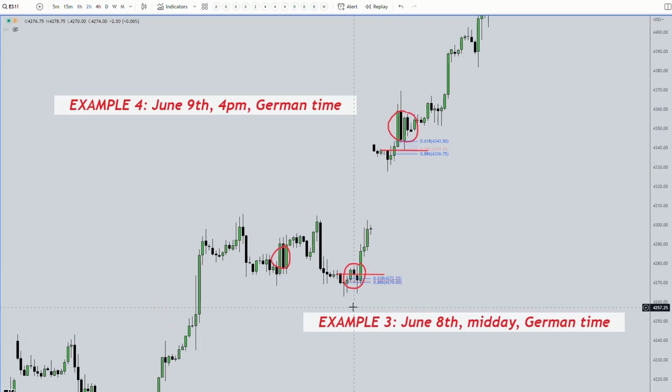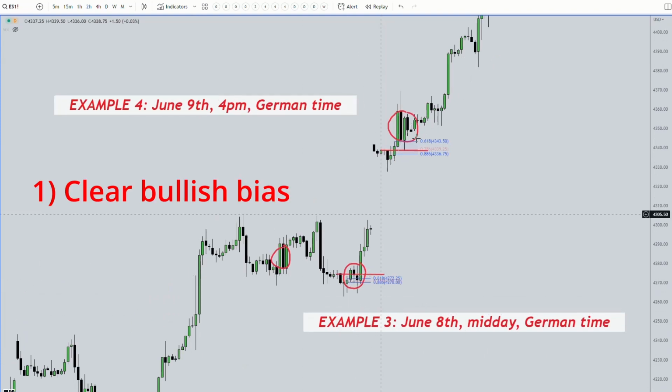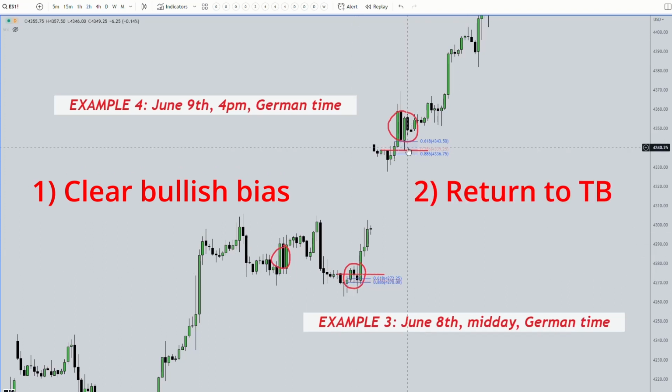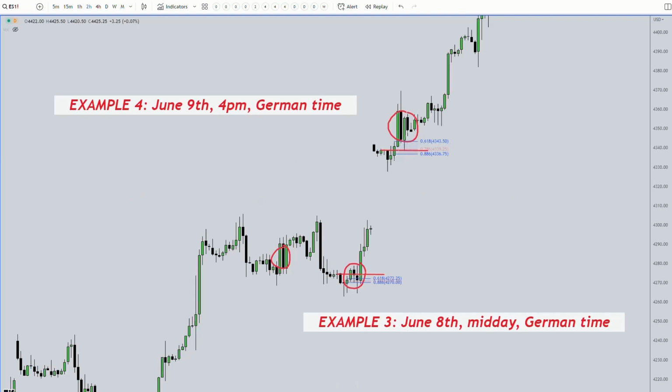Both cases worked exactly the same. You had a clear bullish bias. You had a return to a target box on your trend time frame, the 2-hour. So all you now would have had to do is look for your setup on the 15-minute.